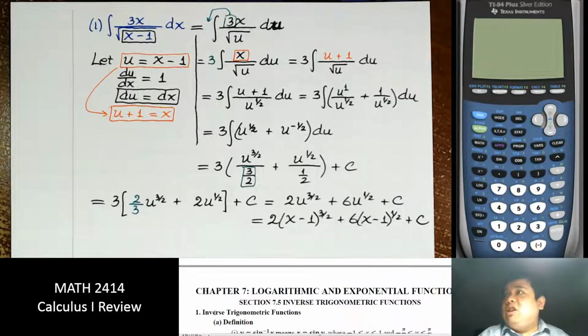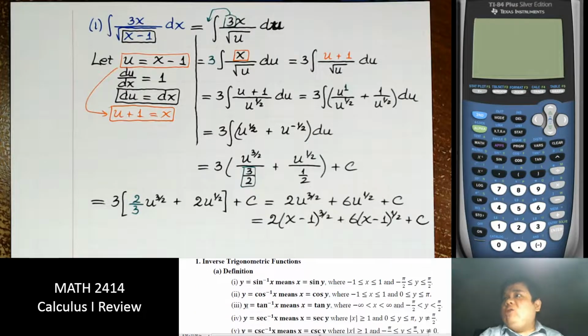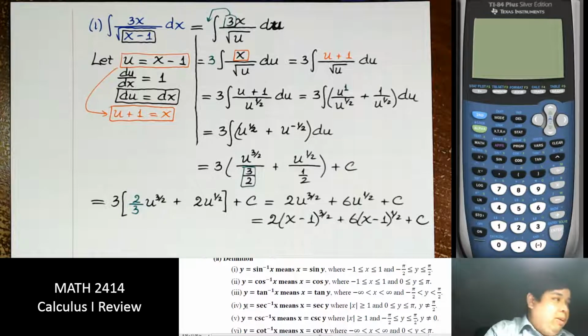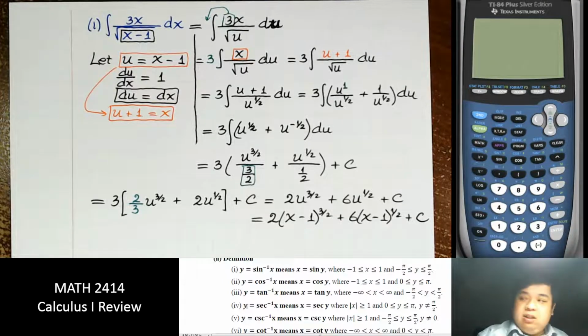Next, we go to section 7.5. This actually is the last section on calculus 1. So it's just a review here. Let's take a 5-minute break, and then we'll continue in 5 minutes.